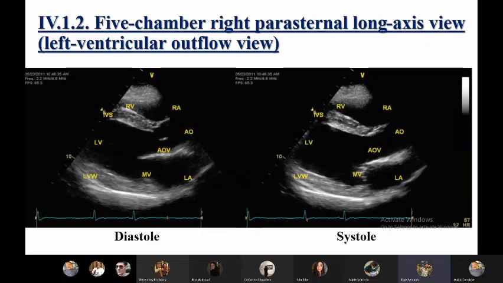This is a 5-chamber view since it is similar to the previous 4-chamber view, but the aorta is shown here in addition. The morphology of the left ventricular inflow and outflow tract is visualized, allowing for the assessment of the left ventricular function. This is the left ventricle. You can assess the function. This is the inflow, and this is the outflow.